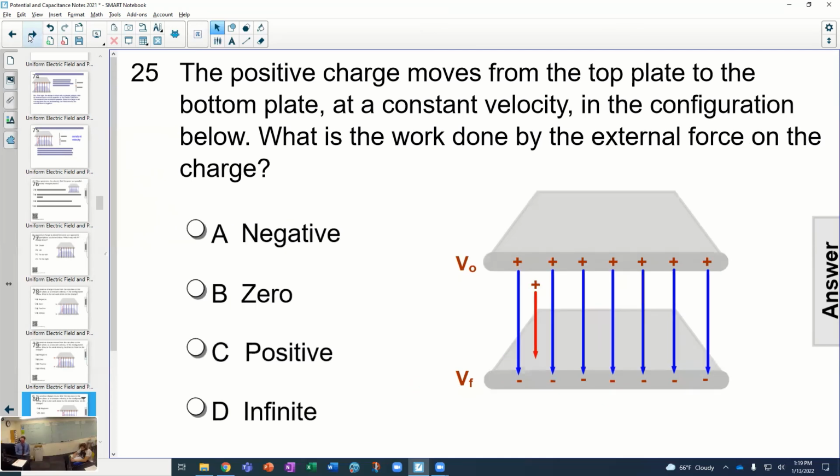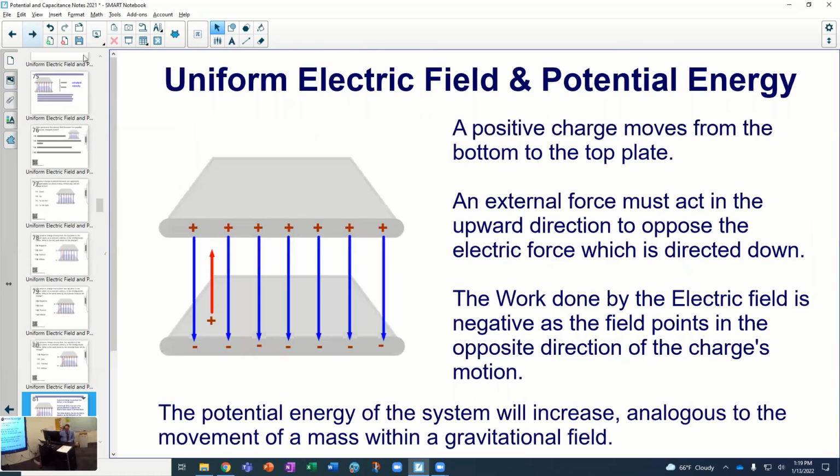You've got a positive charge moving from the top to the bottom again, constant velocity, in the configuration below. What is the work done by the external force? Good. Picking this up well. That's going to be negative. All right.